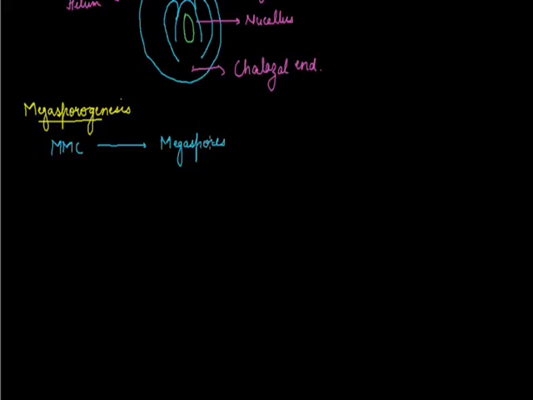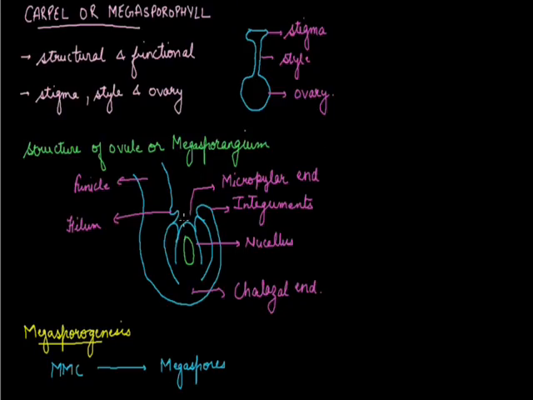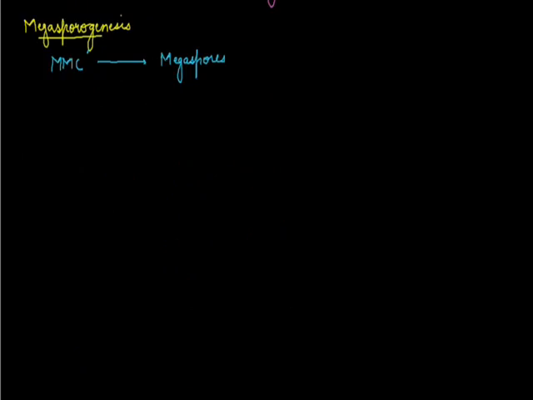In this, ovules generally differentiate a single megaspore mother cell in the micropylar region of the nucellus. Basically, the megaspore mother cell is mostly present at the micropylar end. These megaspore mother cells undergo meiotic divisions, which ultimately result in the formation of 4 megaspores.